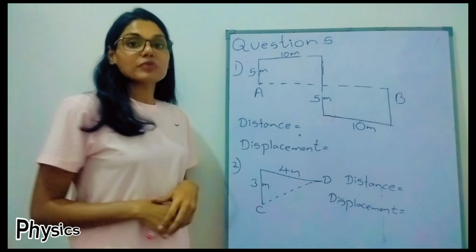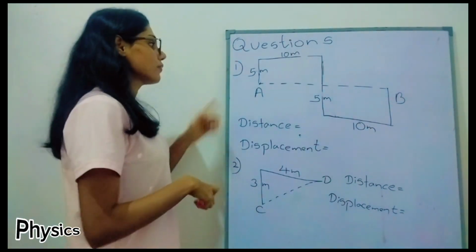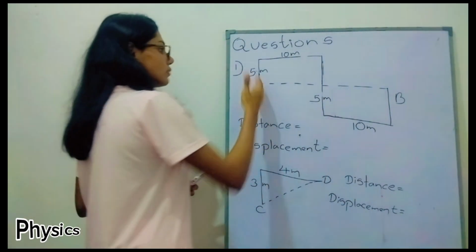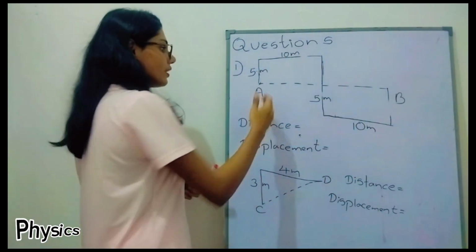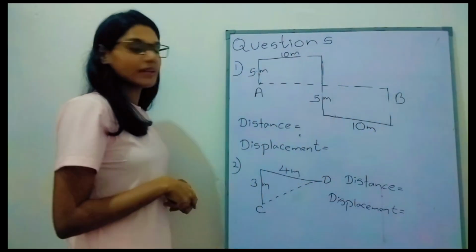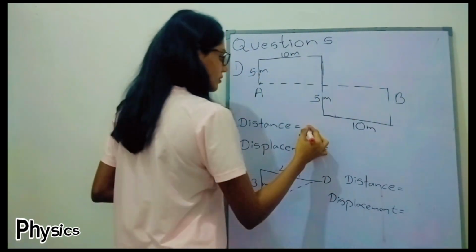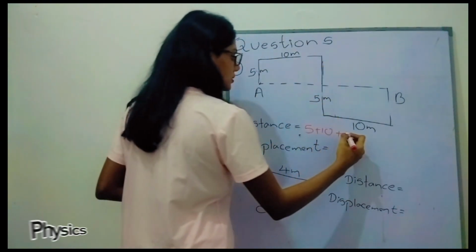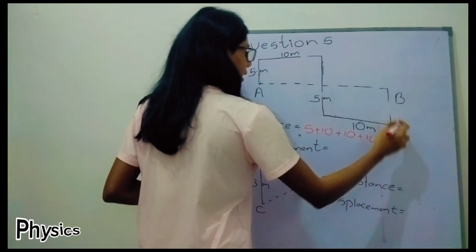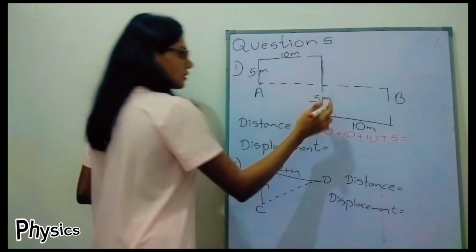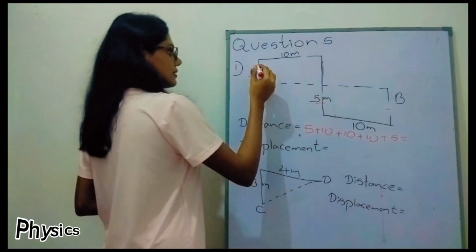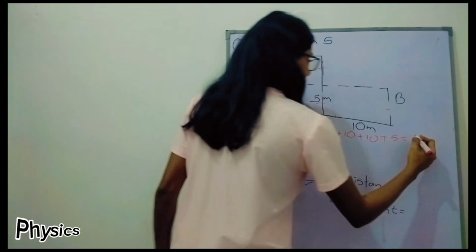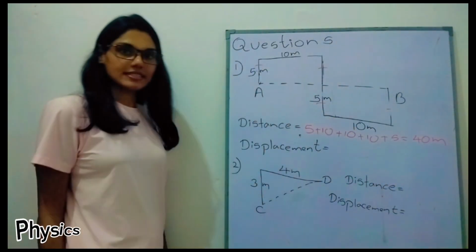Now let's practice some questions from distance and displacement. From the first question, we have two points, point A and point B. For the distance, we have to calculate the path length that we traveled. Here we have 5, here we have 10, here we have 5 plus 5, 10, here we have 10, and here we have 5. This length is equal to this length, and this length is equal to that length. So distance we have 40 meters.